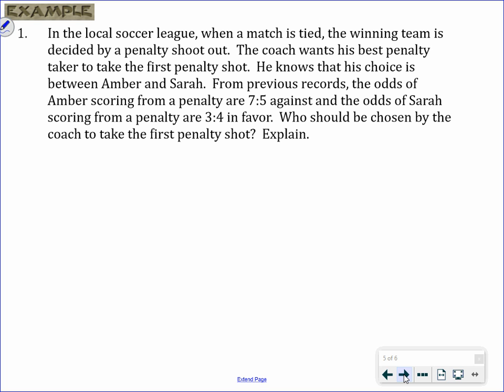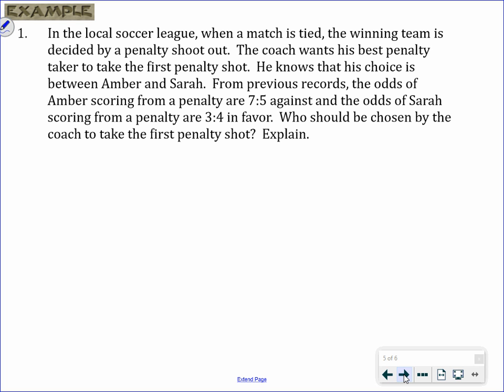In this example, in the local soccer league, when a match is tied, the winning team is decided by a penalty shootout. The coach wants his best penalty taker to take the first penalty shot. He knows that his choice is between Amber and Sarah. From previous records, the odds of Amber scoring from a penalty are 7 to 5 against, and the odds of Sarah scoring from a penalty are 3 to 4 in favor. So who should be chosen by the coach to take the first penalty shot?